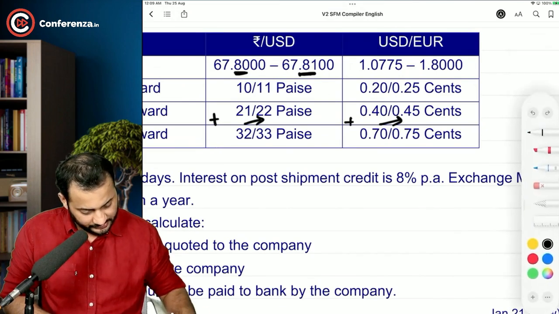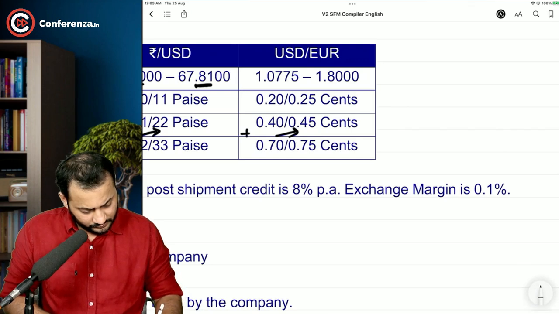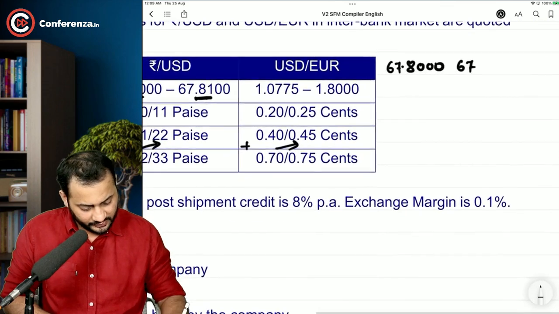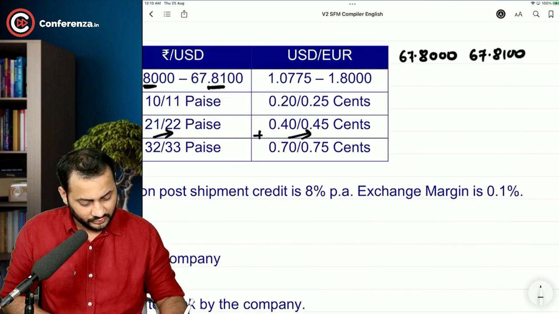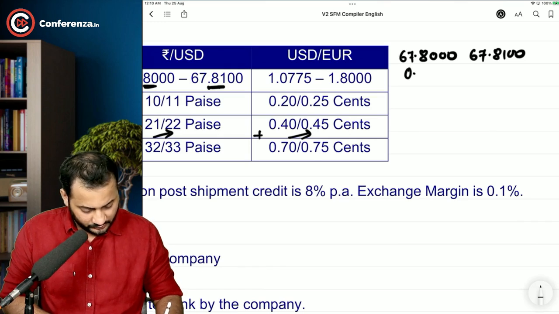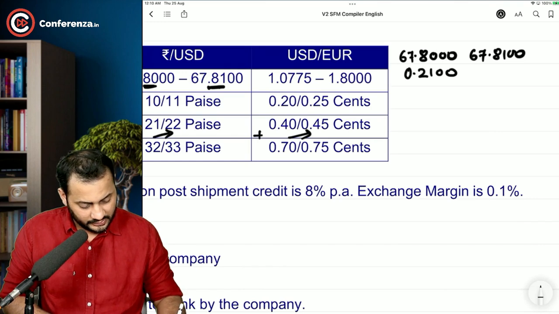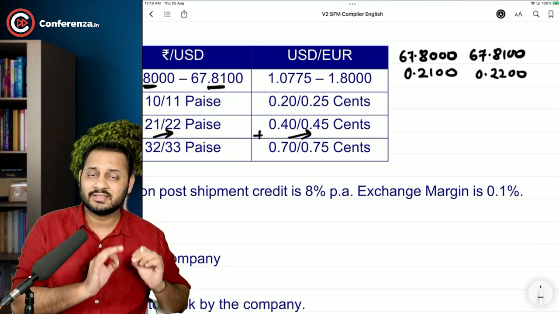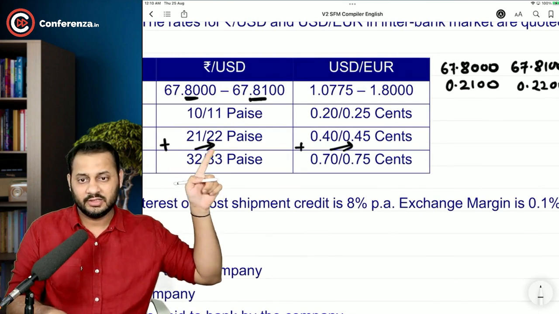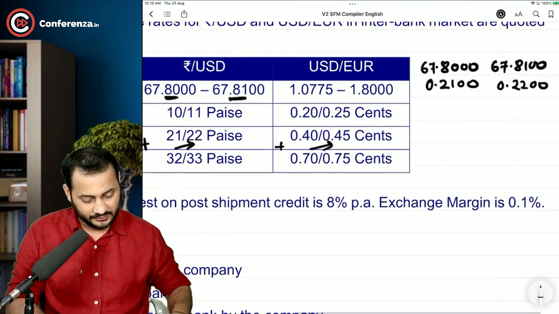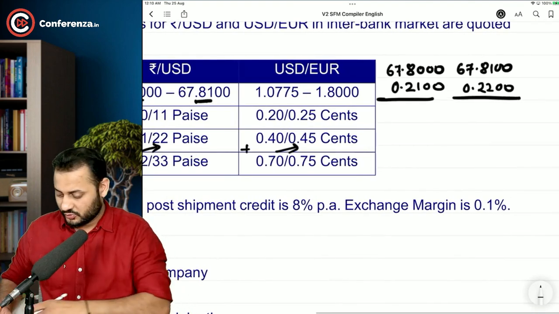Let me write it here. 67.8000, 67.81, 00. So you will have to write it like this: 0.2100 and 0.2200, not on the last digits. If these had been simple points and not paise, then we would have kept it on the last two digits. So this is one place where most of the students might have made the mistake.